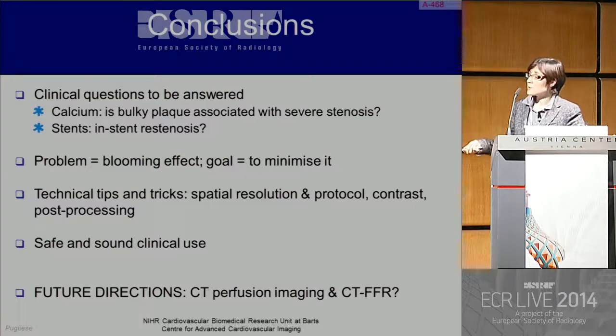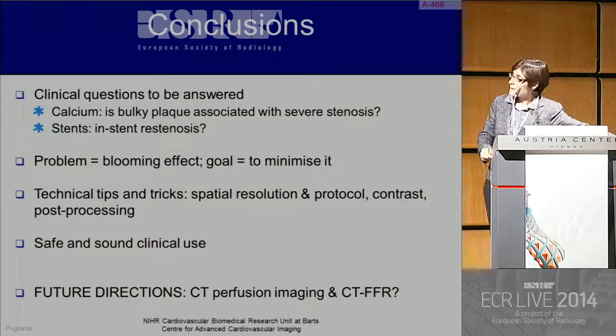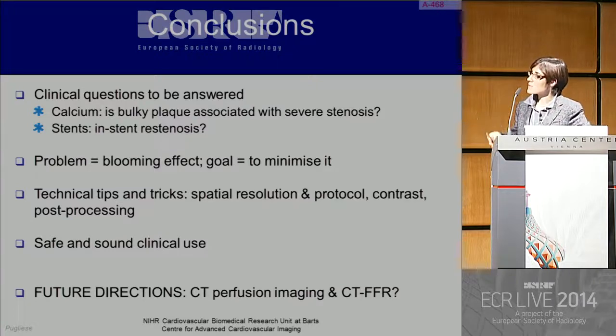Clearly, the indication of the scan, in light of the appropriateness criteria I've shown you, makes us choose whether this diagnostic tool is safe and sound in a specific clinical context. Okay, so that's all.